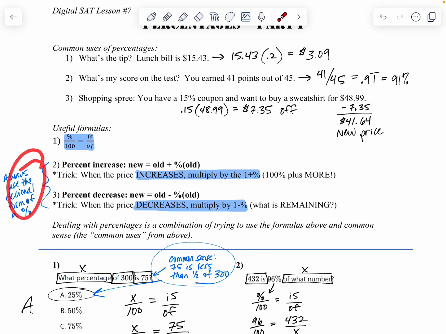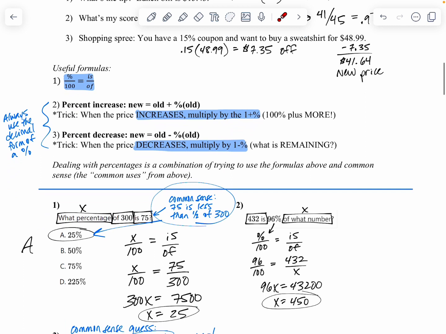Make a note, always use the decimal form of the percent. What you're doing is taking your new price, if that's what you're trying to figure out, and it equals the old price plus the percentage times the old price, and make sure that percentage is in decimal form. And there is a trick. You can just take 100% and add it to the percent increase and multiply that as a decimal by the original price. I'll get to that when we do an example.